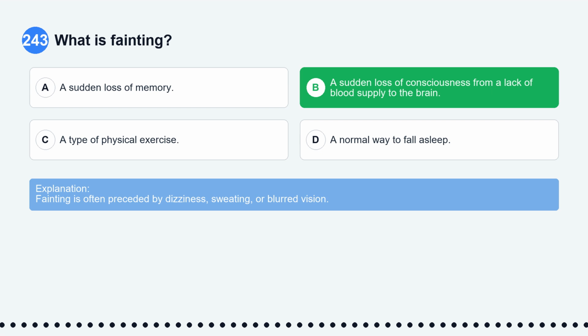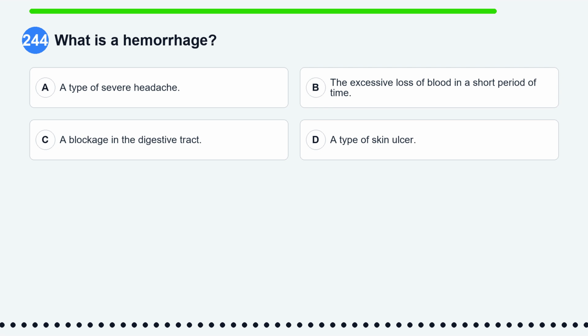Fainting is often preceded by dizziness, sweating, or blurred vision. Question 244. What is a hemorrhage? Option A. A type of severe headache. Option B. The excessive loss of blood in a short period of time.